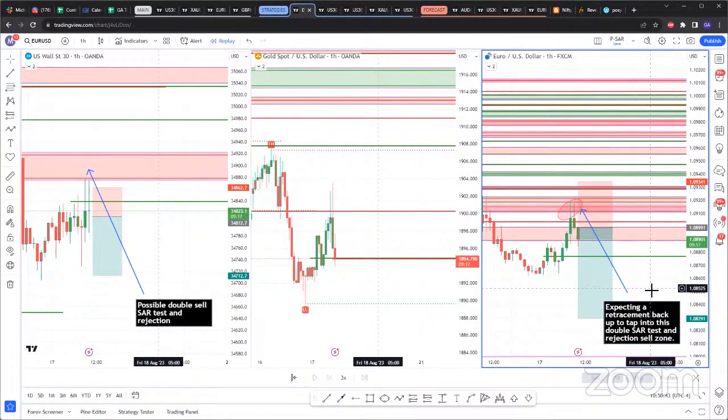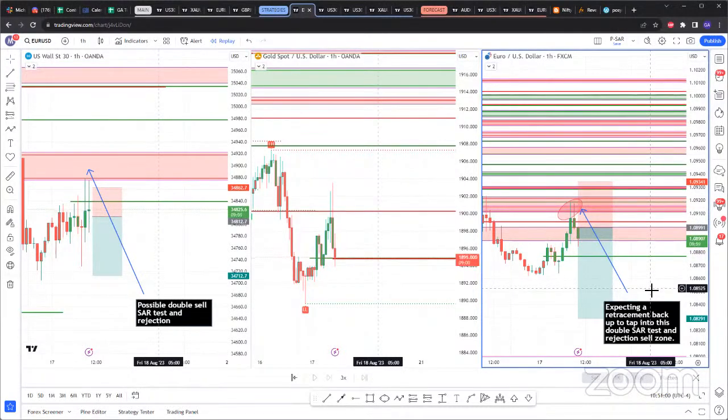So those are 3 scenarios you can use to enter. Either enter on impulse and take the risk. So enter on impulse. Hopefully your entry is close to the SARs you're trading. If it's not, sure, enter and just take the risk and hope that you don't get faked out.